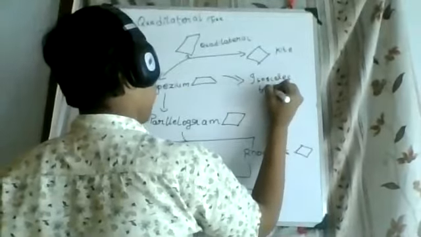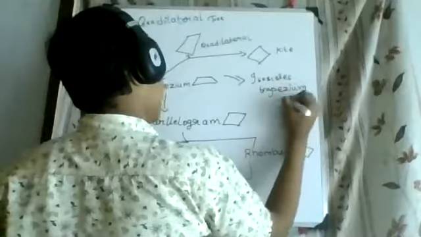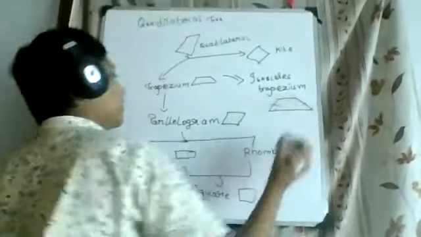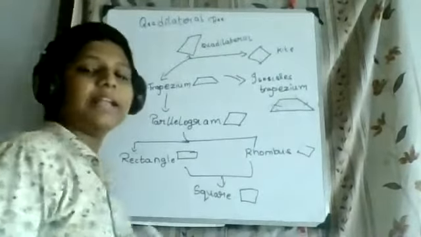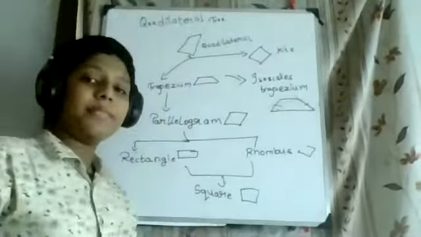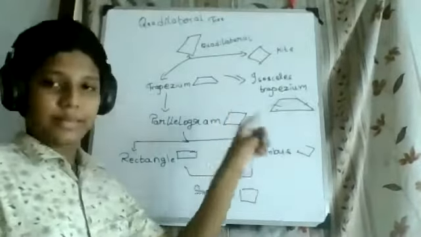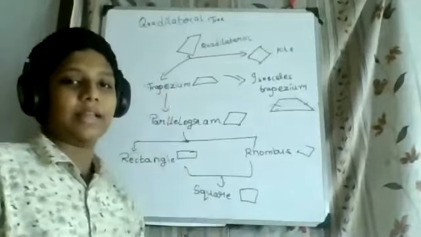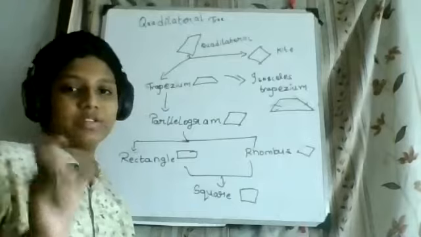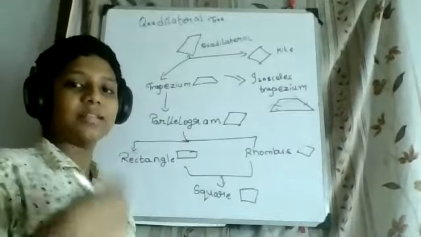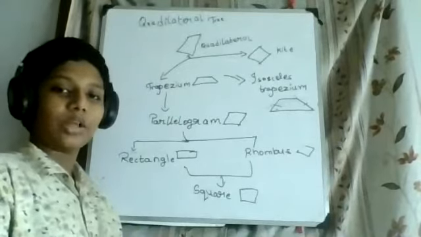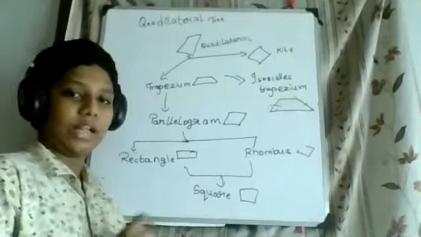Isosceles trapezium. Now, from this diagram we can tell kite is a quadrilateral, and trapezium is a quadrilateral. Every isosceles trapezium is a trapezium as well as a quadrilateral. And next, we come to parallelogram. Every parallelogram is a trapezium as well as a quadrilateral.